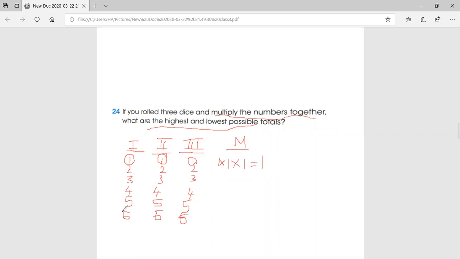Next one, the highest total score. So the highest score of the first die, the highest score of the second die, the highest score of the third die. So this is 6 multiplied by 6 multiplied by 6. What is the answer? We can check, 6 into 6, 36, yeah? Then 36 into 6, we can multiply the same way.